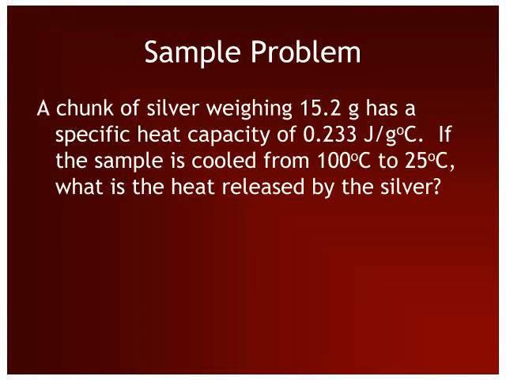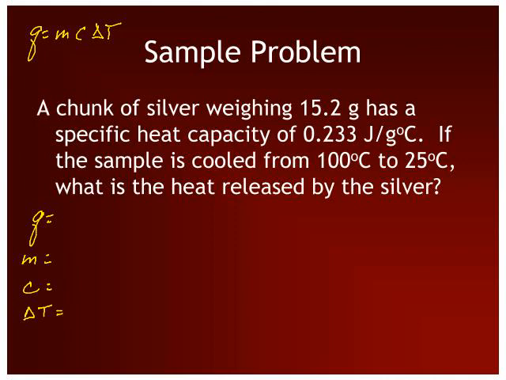So let's work a couple of problems here. Okay, I'm going to write the formula up above. Q equals MC delta T. And so we've got a chunk of silver that has a mass of 15.2 grams, and a specific heat capacity of 0.2233 joules per gram degrees Celsius. If the sample is cooled from 100 degrees to 25 degrees, what's the heat released by the silver? So we've got Q, M, C, and delta T.